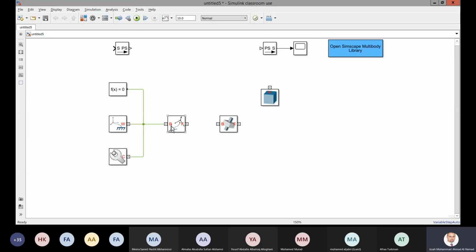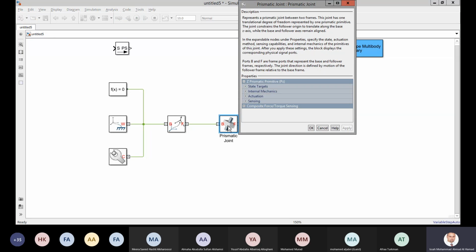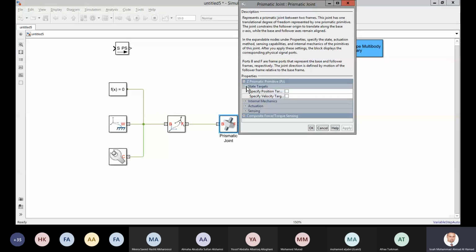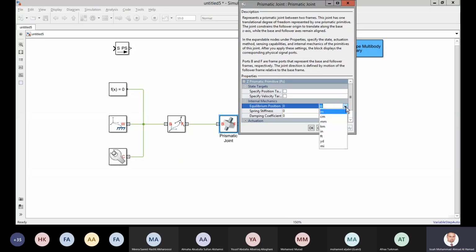So I will add this like this, and let me double click on the prismatic joint to see what can we change here. First, state targets. Let me leave this a little bit and come back. Okay, let's go for the internal mechanics. Now the equilibrium position is 0 centimeter. Leave it as it is. Now here you can enter the spring stiffness. It is 21 Newton per meter, and you can add the damping coefficient 0.5.